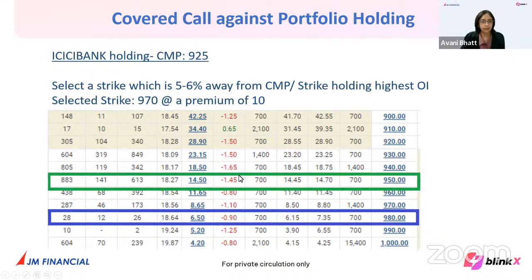But in the next month, the highest open interest, here is the open interest. If you see the highest open interest, the 883 figure is placed at the 950 call. Okay. So we can do certain analysis of our own and we come to some in-between strike, which is say 970. Now we are selling a 970 call for the month of July at a premium of 10 rupees.